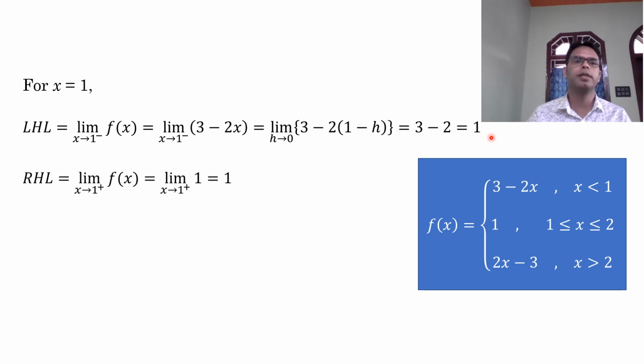Then right hand limit, limit x tends to 1 plus fx, and 1 plus means greater than 1, and you observe here greater than 1, x is greater than 1 is this line. So fx is 1, writing 1 here, and this time need not to take it h tends to lekhar dorkar nai because it is a constant number. So limiting value will be 1 obviously.